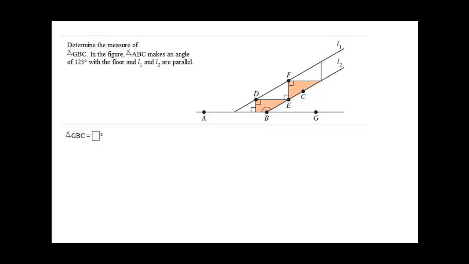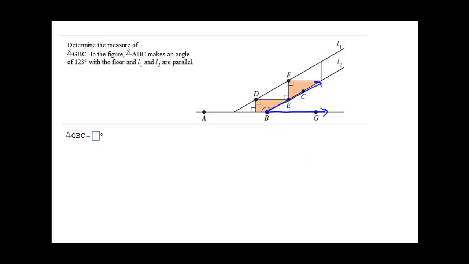Here we have a problem that's very similar to one of the homework problems. So let's look at the given information. Determine the measure of angle GBC. So we're looking for the measure of this angle. Vertex is B.